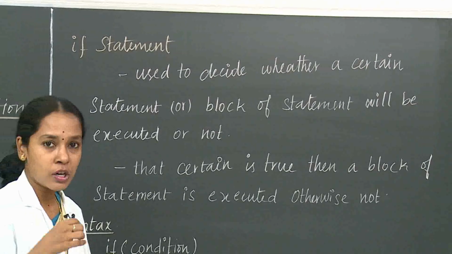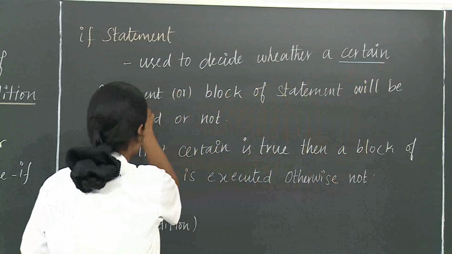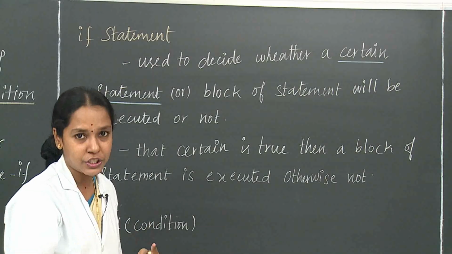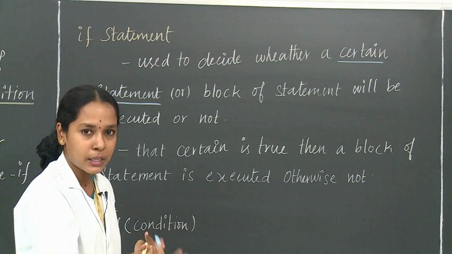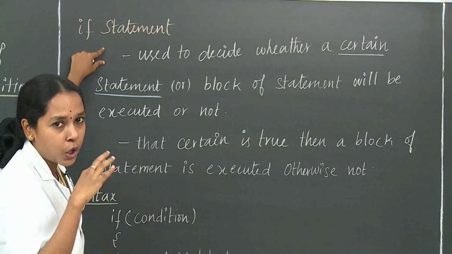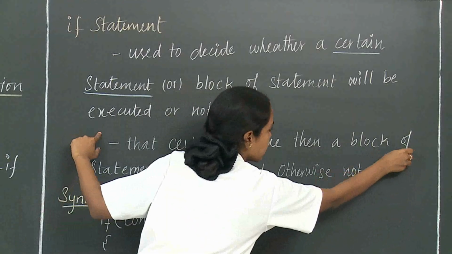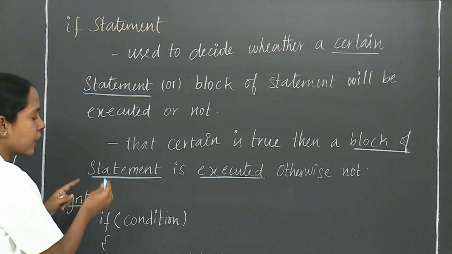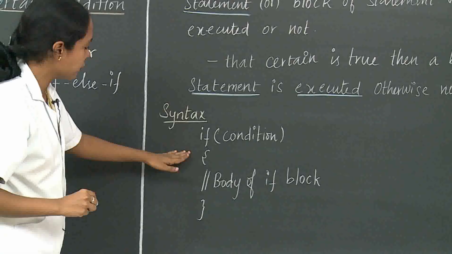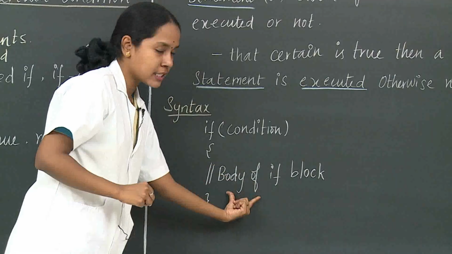For the if statement, we have to follow certain conditions, or a certain block of statements has to be executed by using some condition. If the condition is true, I have to execute some blocks. So it is used to decide whether the block has to execute or not by using the conditions. Whether the block of statements is executed or not will be decided by our conditions. This is the syntax for the if statement. If the condition is true, I have to execute this block.